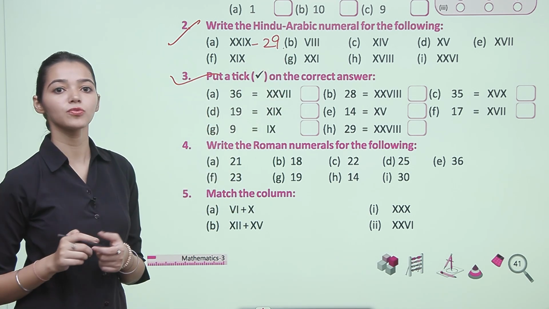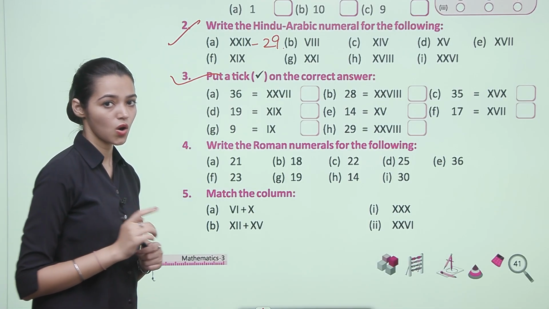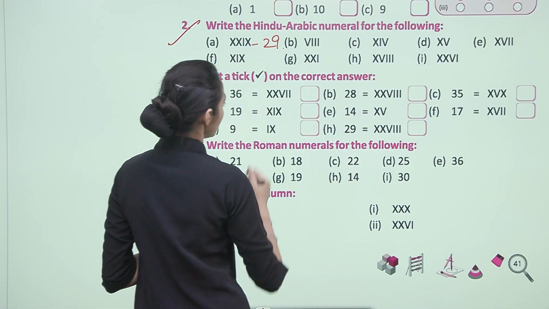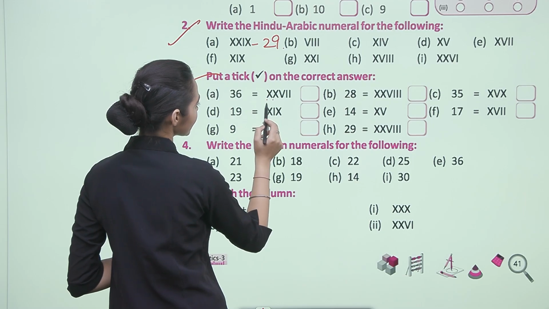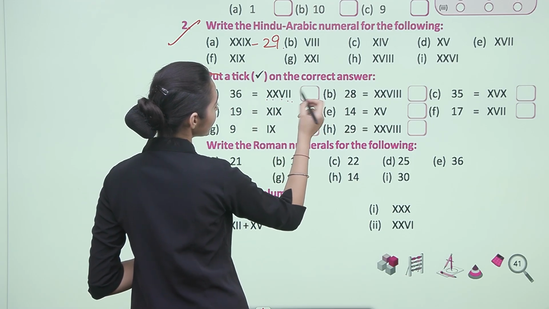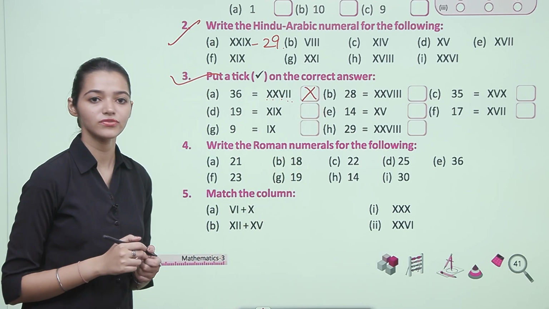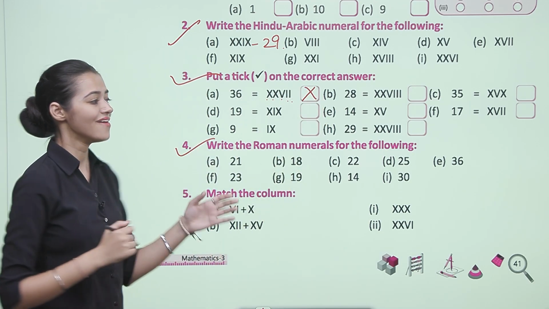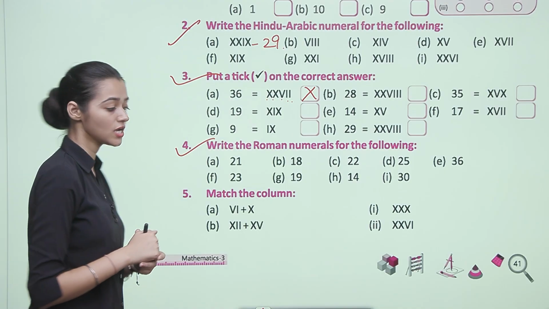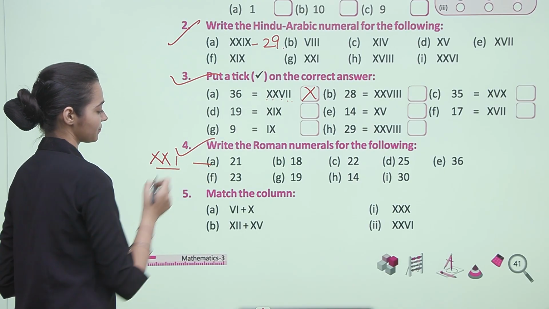Now in the next one we have to put a tick on the correct option. 36, that will be very good. XXXVI? No, it is 37. So we will cross it. That's how you have to complete it. Now in the next one we have to write the Roman numerals for the following. So 21 can be written as XXI.